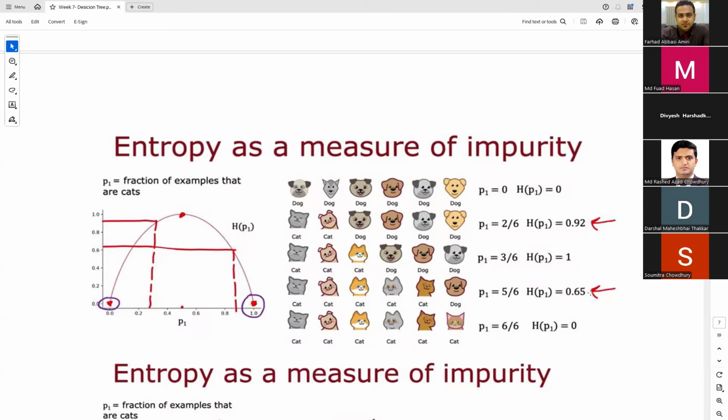This one is more pure, right? This is better than this one. Why? Because the entropy 0.65 is smaller than 0.92. So this case is more pure. You can see that 5 animals are cat out of 6, but in this one, just 2 out of 6 are cat. So obviously this one is more pure compared to this one.